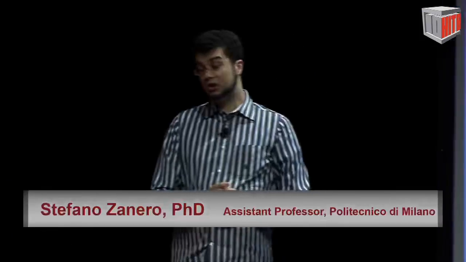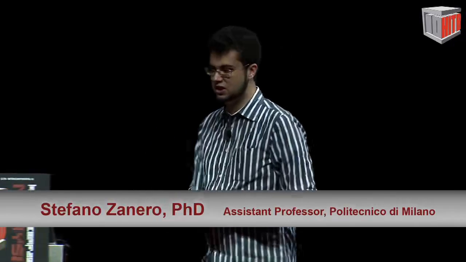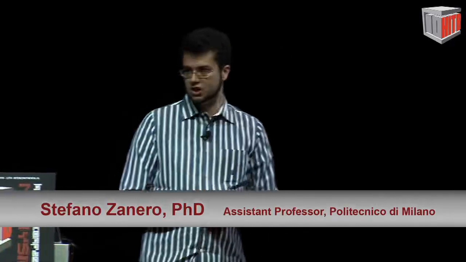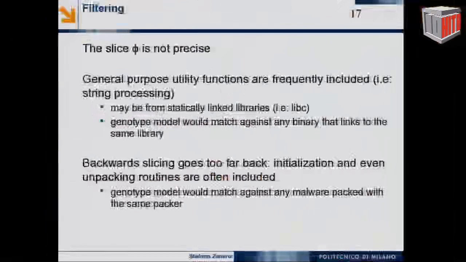We do not consider control flow level dependencies. This is a limitation of the approach, but it's necessary because otherwise we would have the taint explosion. So we basically would include everything in our analysis. So this slice obviously is not precise, at least because it includes code that belongs to utility functions.